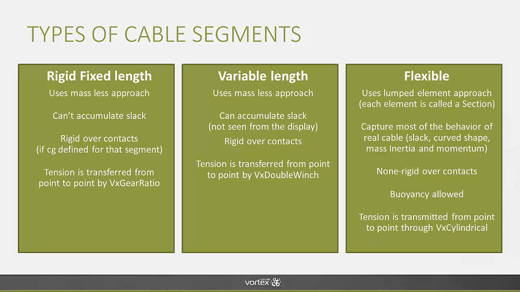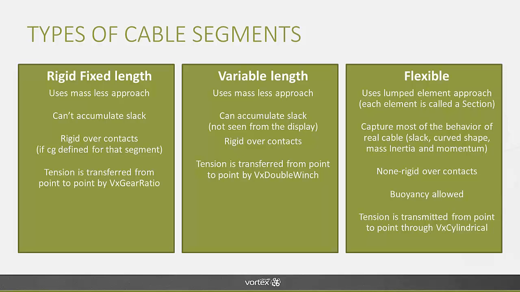The second type of cable segment is a variable length. It also uses a massless approach. It can accumulate slack, though it's not displayed, and it's rigid over the contacts as well. Tension is transferred from point to point by a constraint called Vx double winch.